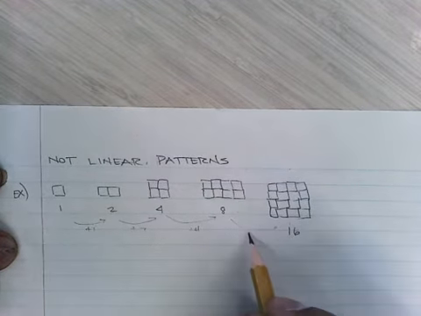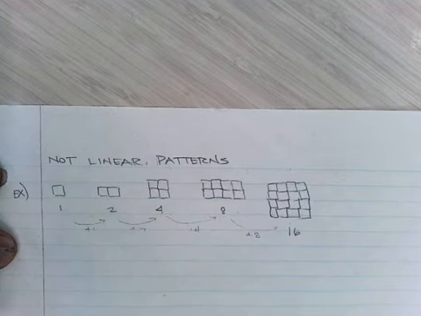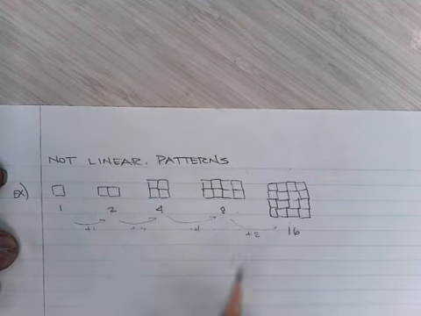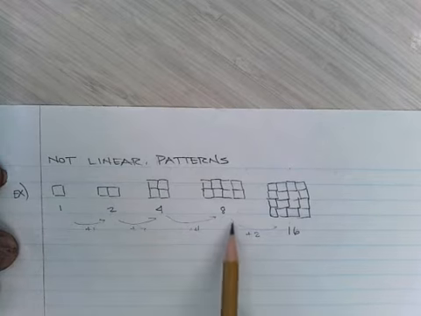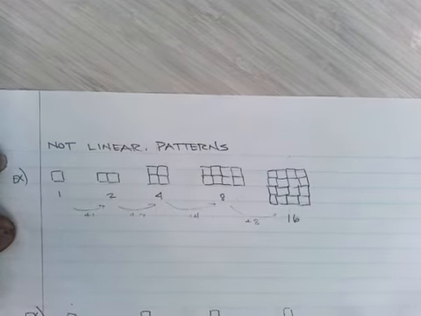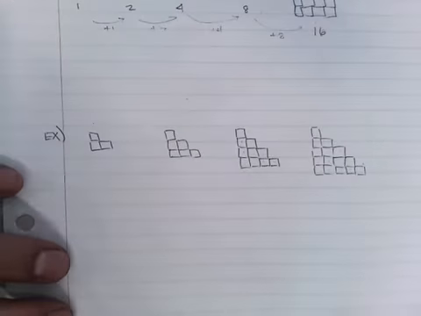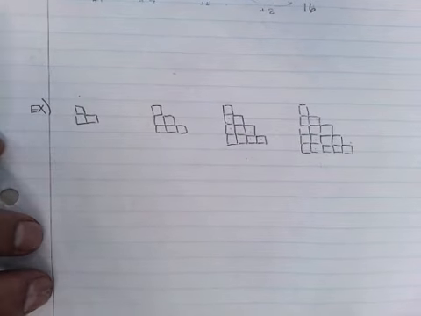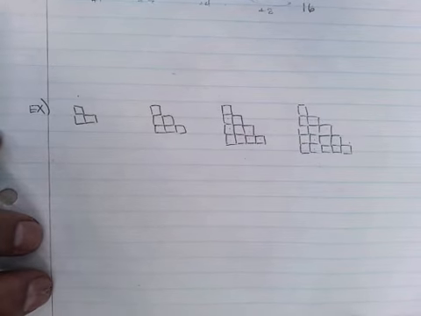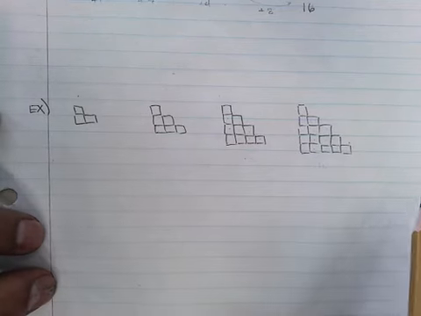So if you run into a pattern that looks like that, if it's not a constant increase from one to the next, then this is not linear. Okay, so let's have a look at this one. This one I found on the internet, or actually, I probably had it in my past files.